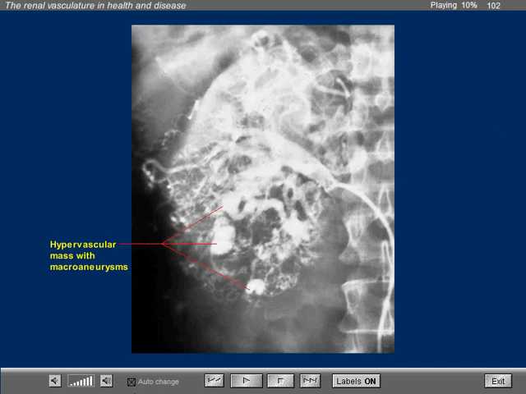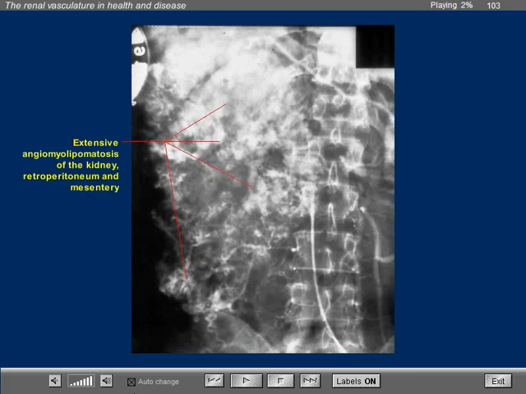This patient had an abdominal mass. Selective right renal arteriogram revealed hypervascularity in the lower half of the right kidney and macroaneurysms that are best seen in the lower pole. This is another phase of the angiographic examination of the previous patient, showing the hypervascularity around the lower pole of the right kidney, lateral to it and medial to the right kidney.